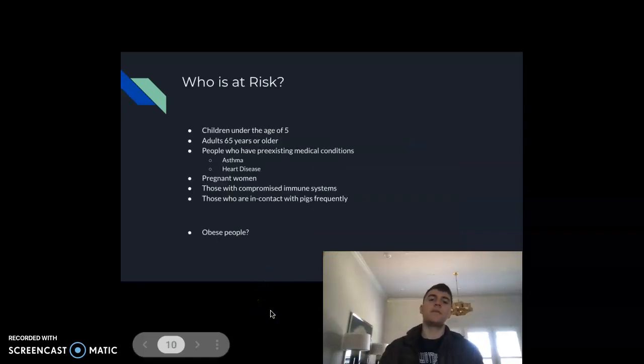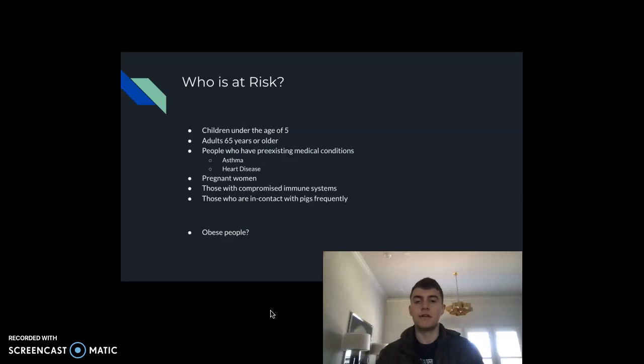And so the population at risk is going to be children under the age of 5, especially those children under the age of 2. It's going to be adults who are 65 years or older. And people who also have pre-existing medical conditions, such as asthma, heart disease, chronic lung disease, pregnant women, those with compromised or weakened immune systems. What this means is basically if you're either on a medication or you have an existing medical condition, and then those who are in contact with pigs frequently.